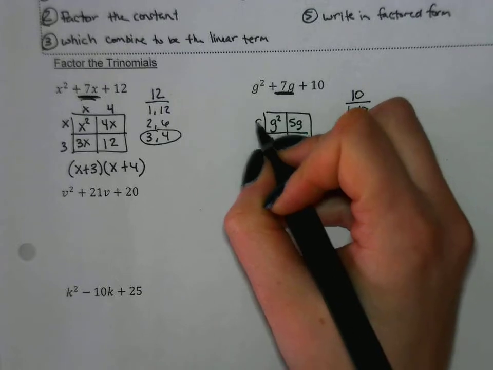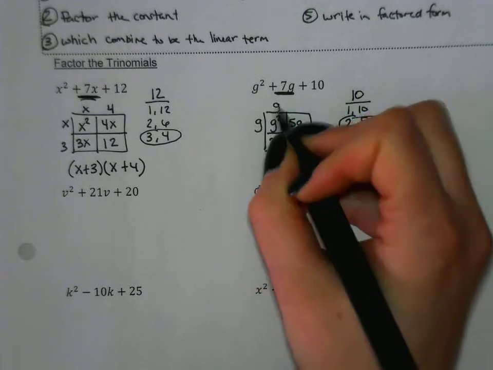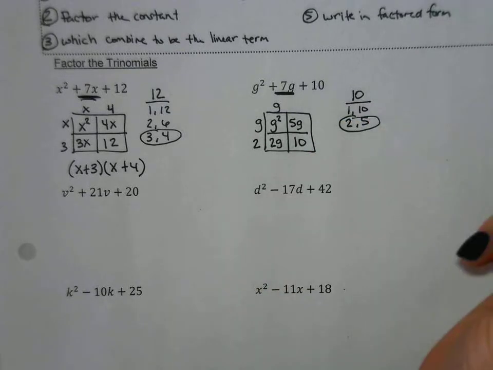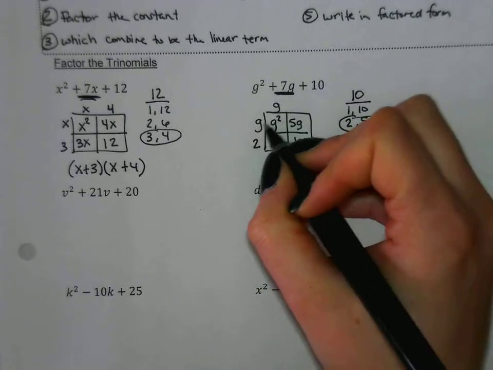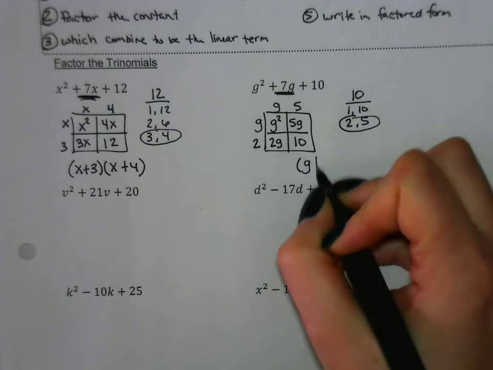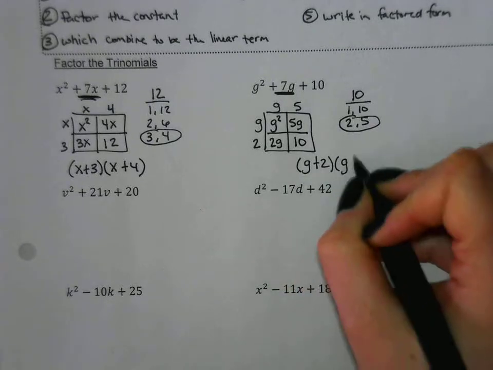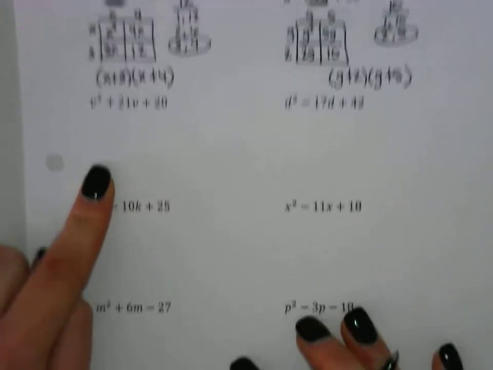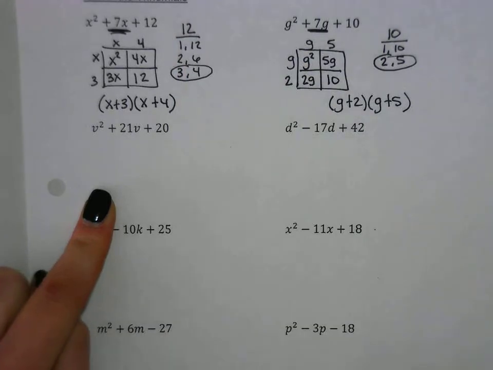So then fill out the outside. So in order to get g squared, we're taking g times g. To get 2g, we have to multiply our g by 2. And to get our 5g, we have to multiply our g by 5. So then when we factor this, it's g plus 2 times the quantity of g plus 5. I'm going to save this third one for you to do on your own, because it's similar to these two.